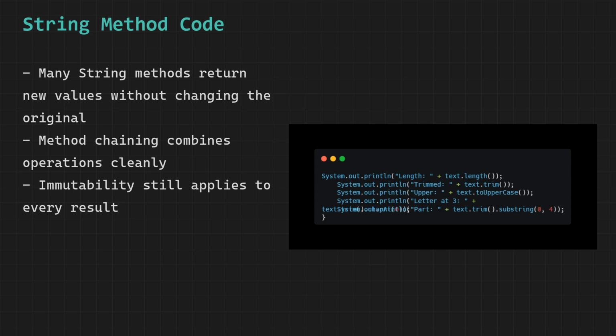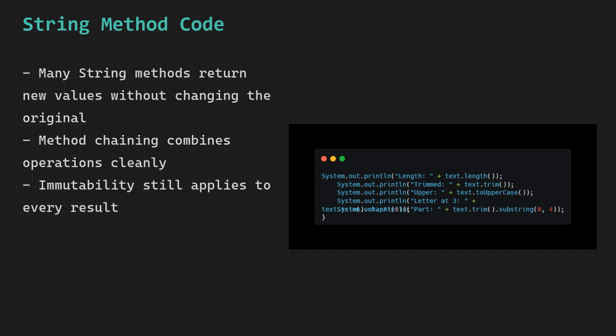Let us walk through this code step by step. We have one class called MethodTest, and inside the main method we are working with a single string variable called text. The value stored in text is Java language, but notice that there are extra spaces at the beginning and at the end of the text. These spaces are part of the string and they matter in several of our operations.